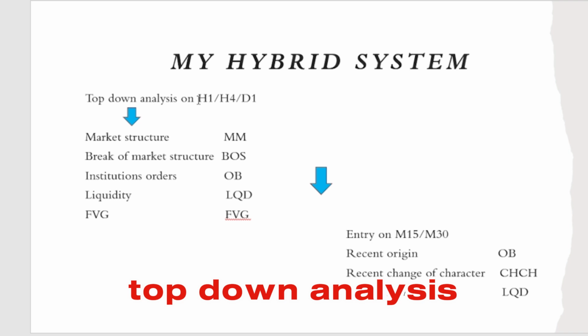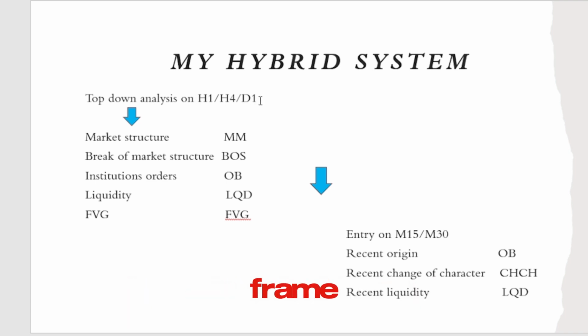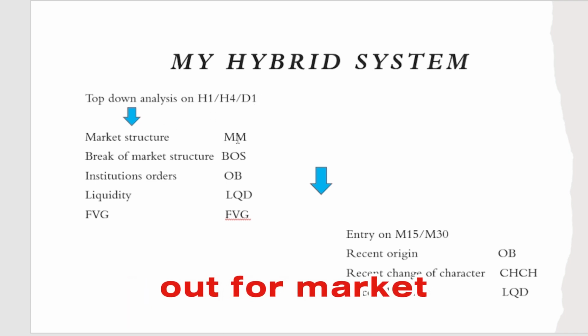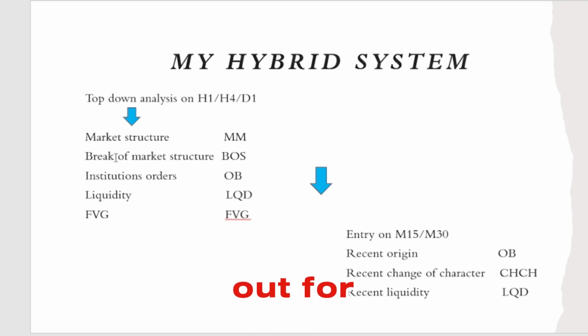Going on a top-down analysis on these time frames, we're going to be looking out for market structure, break of market structure, institutional levels, which is institutional orders, or you can call it order block, OB. We're going to be looking out for liquidity and fair value gap. After we can see 2 out of 5 or 3 out of 5 on the higher time frame, telling us that this market is moving up, is going bullish.